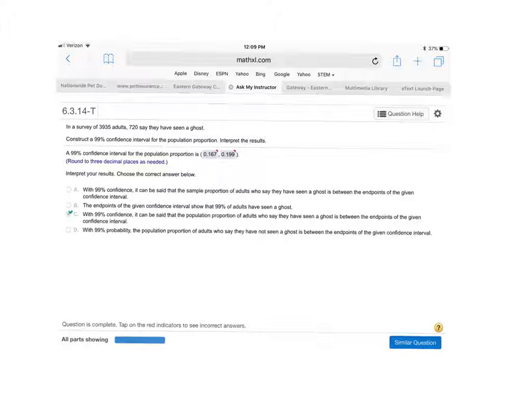This is exercise 6.3.14 in section 6.3 in MyLabs Plus, where we are told that we have a survey of 3,935 adults, 720 of whom said that they have seen a ghost. We want to construct a 99% confidence interval to estimate the true proportion of all adults who say that they have seen a ghost. So we're going to use our basic format for a confidence interval for a proportion.